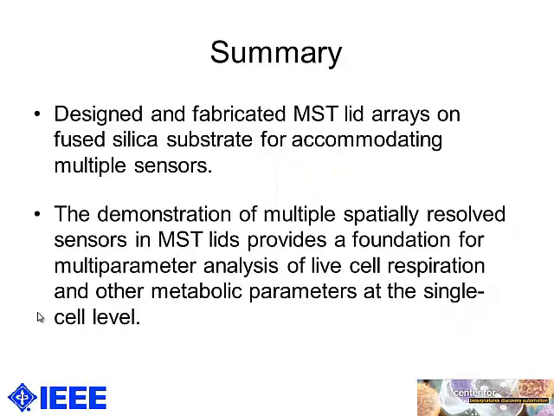So in summary, we successfully fabricated the dual sensor arrays, and we will continue with the single cell metabolism experiments, which will monitor the cells for changes in the oxygen concentration and the pH.